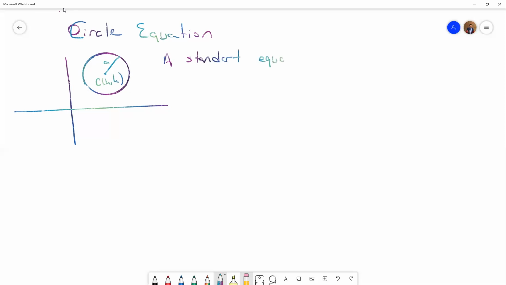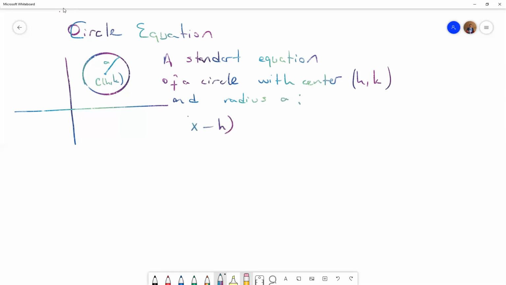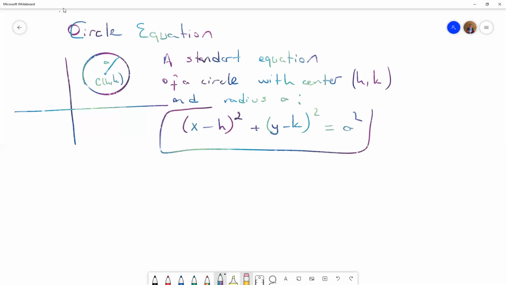A standard equation of a circle with a center, H axis and K coordinate, and radius A. We have (x minus h) squared plus (y minus k) squared is equal to a squared. This is our formula for our circle equation.